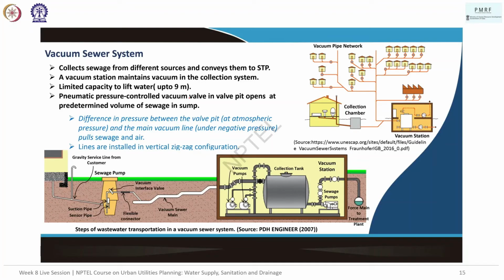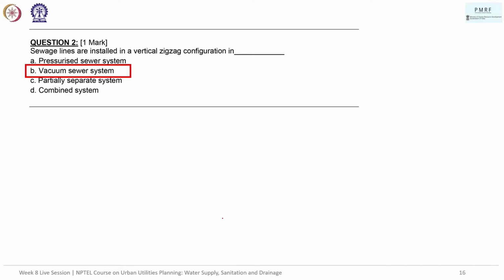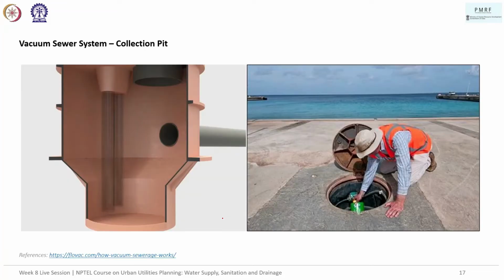Vacuum sewer system. If you remember from the slides, you can see the setup here, right? So you have a vertical zigzag sewer line that is present in this system, right? So the answer is actually B. But let's take a look at some of the mechanisms of a vacuum sewer system, right?